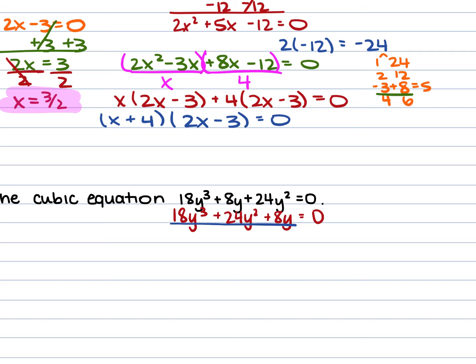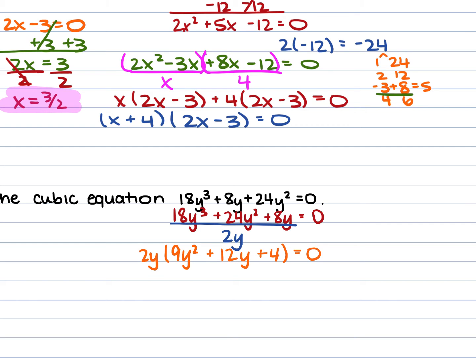I do have a greatest common factor that I can factor out from these three terms. It is 2y. So we'll factor out a 2y. This leaves us with 9y squared plus 12y plus 4 is equal to 0. I don't know why I put the 6 there. I think I was thinking about dividing by 3. I'm sorry. So this is 9y squared plus 12y plus 4.